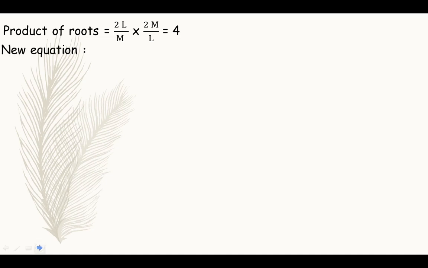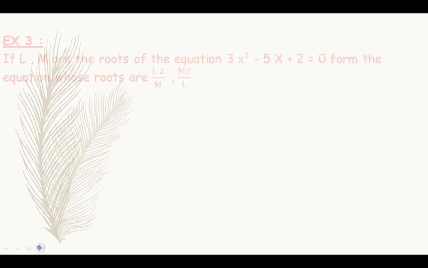Okay, and the product of the two roots will be 2L over M multiplied by 2M over L. M will cancel M, L will cancel L, so the answer will be 2 multiplied by 2, which is equal to 4. New equation, x power of 2 minus the new sum multiplied by x plus the new product, which is equal to x power of 2 plus 13x plus 4. Okay, let's go to another example.